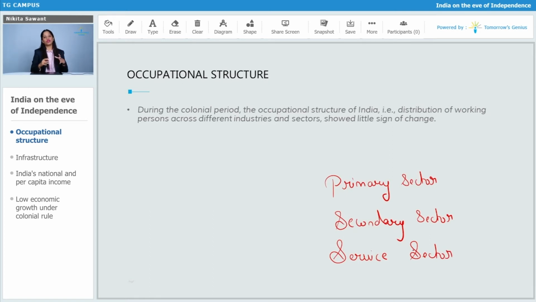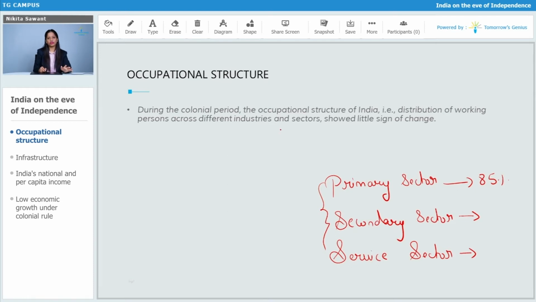So now we have seen that almost 85% of the people lived in rural areas during the British rule, and they used to practice agriculture. Apart from that, when we talk about the secondary sector, there was systematic deindustrialization, which means industries were decreasing, and the service sector had no scope in India. So during the colonial period, the occupational structure of India, that is nothing but the distribution of workforce among different sectors or industries, showed little change.